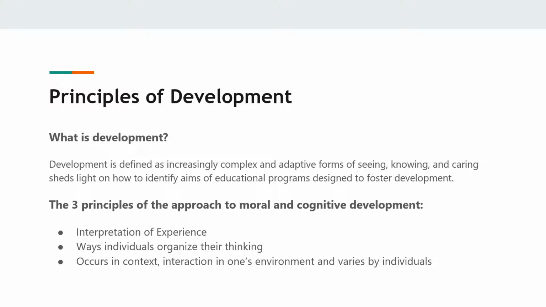You will want to keep in mind that not everyone's development is the same. You have people coming from different cultures and backgrounds which can impact their development. There are 3 principles of the approach to moral and cognitive development. The first one is the interpretation of experiences. Everyone's experience is not the same, in which they interpret the same situation differently.